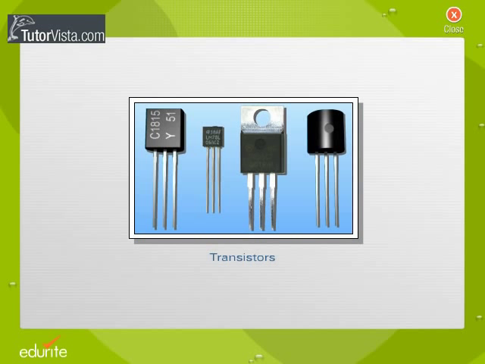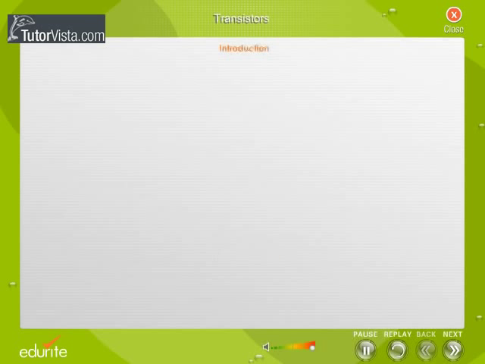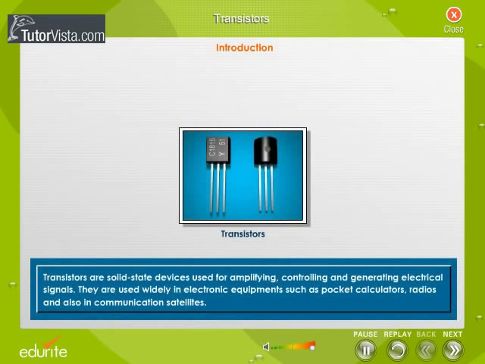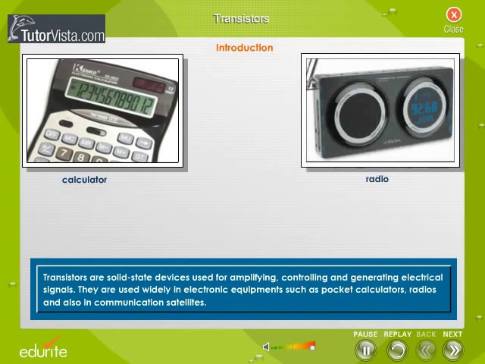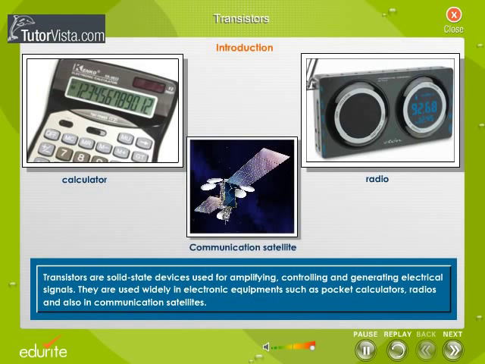Transistors. Transistors are solid-state devices used for amplifying, controlling, and generating electrical signals. They are used widely in electronic equipment such as pocket calculators, radios, and also in communication satellites.